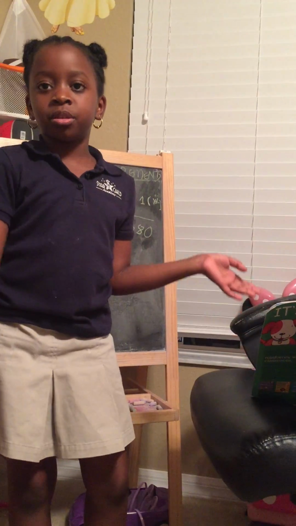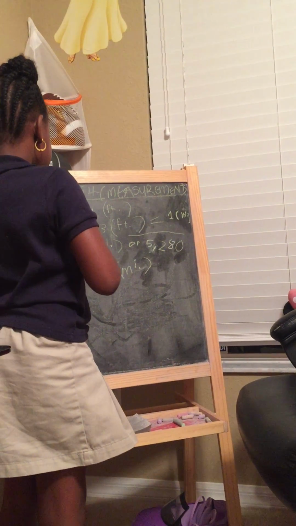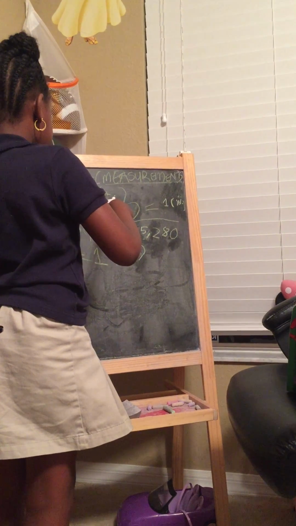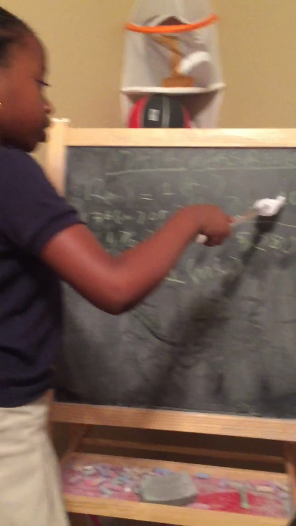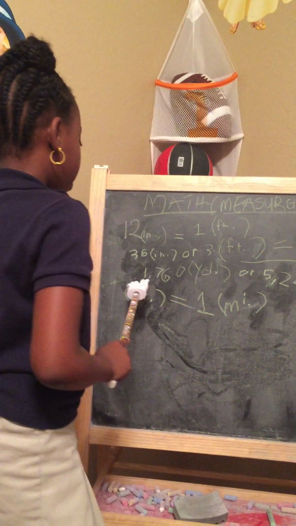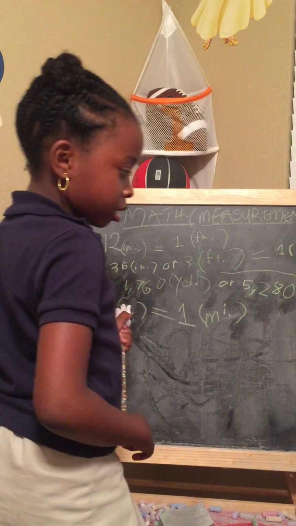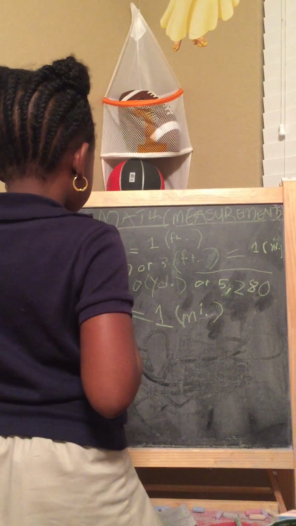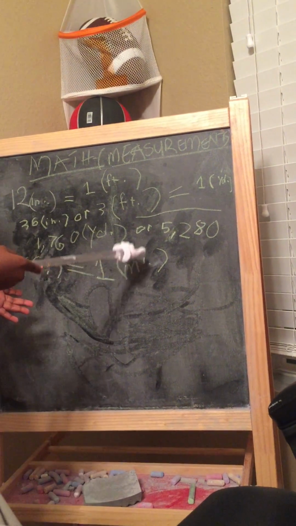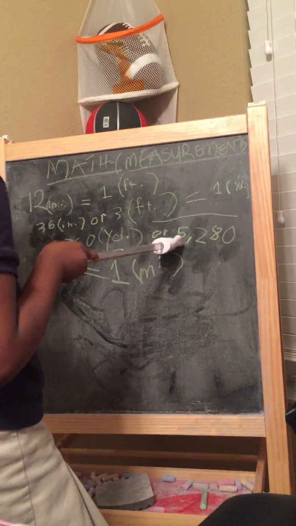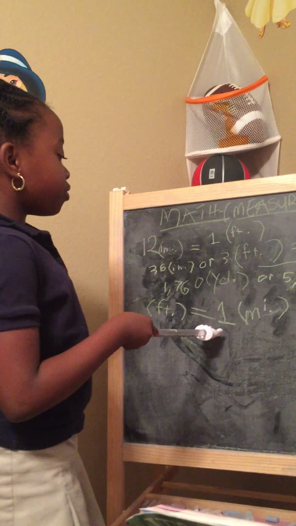So these are some hints for measurement. 12 inches equals 1 foot. 3 feet equals 1 yard. 1,760 yards, or 5,280 feet, equals 1 mile.